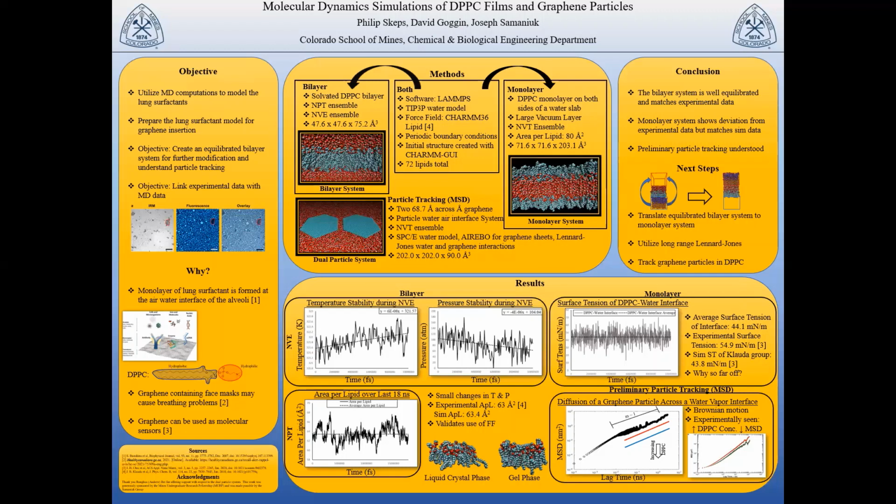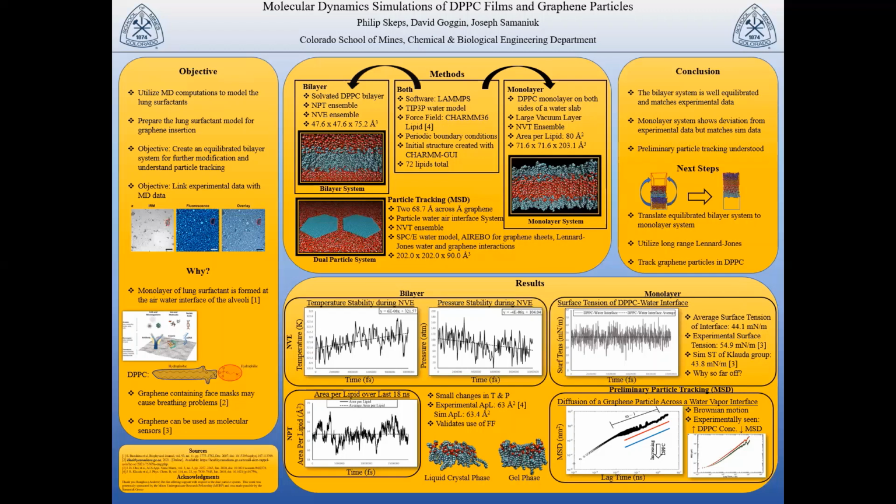The monolayer had an average surface tension of 44.1 millinewton per meter, which deviates from the experimental surface tension of 54.9. Although this is very far off with a percent error of 19.7%, this is expected as monolayer systems are sensitive to long-range Lennard-Jones interactions. These long-range interactions are not implemented in LAMMPS MD for the CHARMM force field yet. This value, however, matches documented simulation data.